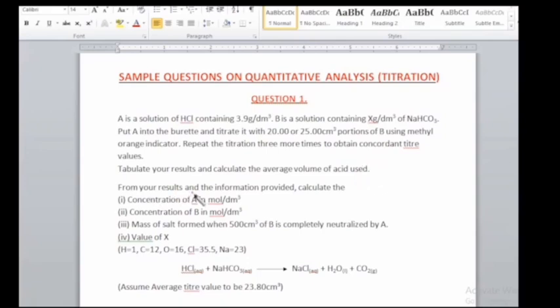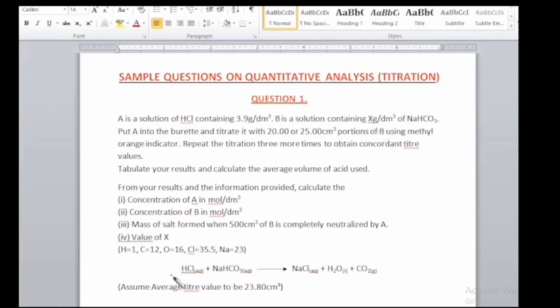From your results and the information provided, calculate the following. 1. Concentration of A in moles per dm cube. 2. Concentration of B in moles per dm cube. 3. Mass of salt formed when 500 centimeter cube of B is completely neutralized by A. And then 4, we have to calculate the value of X in that substance. Remember that our X is not given, so we have to calculate the value of X.